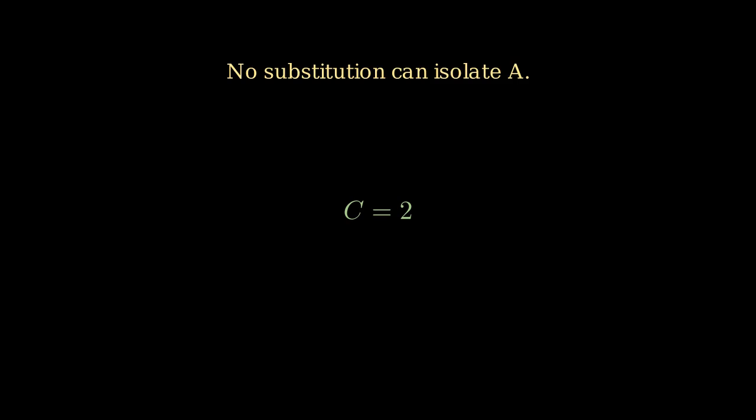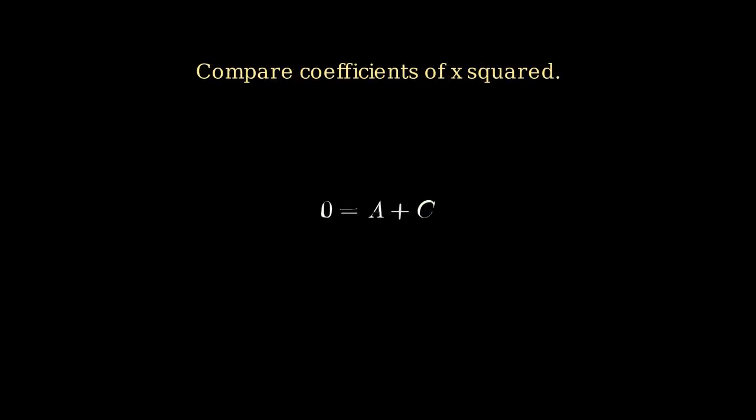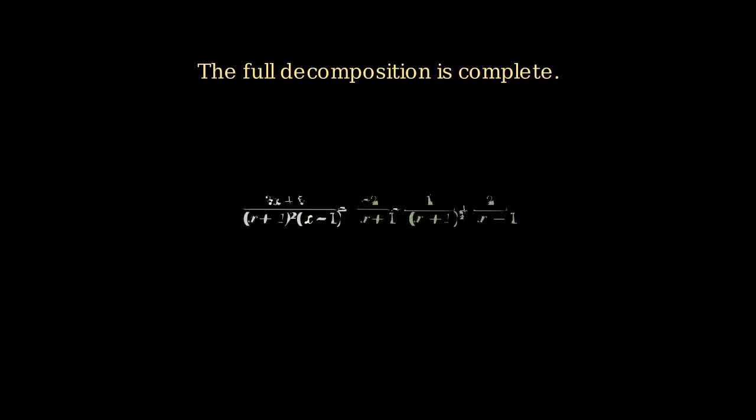Before we finish it off, can you guess what a needs to be so that everything balances? Comparing the coefficient of x squared on both sides instead, since the original expression has no x squared term, gives a + c = 0. Since c equals 2, a must equal -2. So the full decomposition is (3x + 5) over the quantity (x + 1) squared times (x - 1) equals -2 over (x + 1) minus 1 over (x + 1) squared plus 2 over (x - 1).